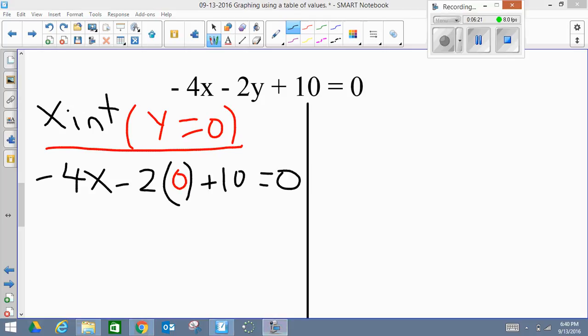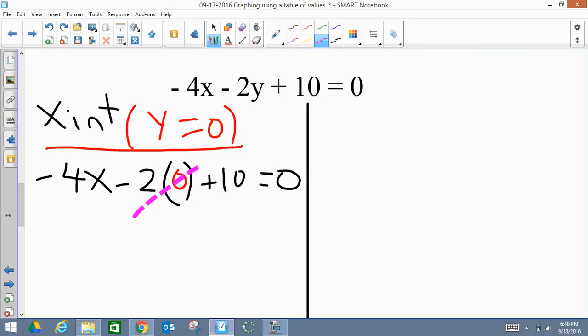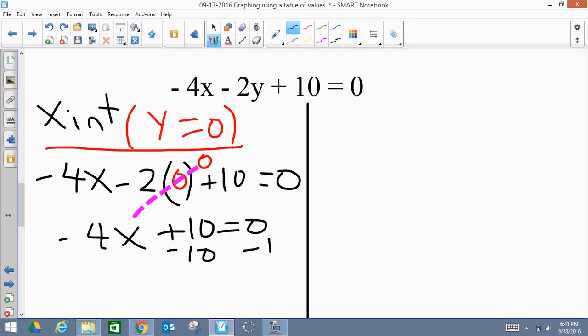We know that anything times 0 is going to give you 0. So I bring down the negative 4x, plus 10 equals 0. Minus 10 on both sides. They cancel out. Negative 4x equals negative 10.